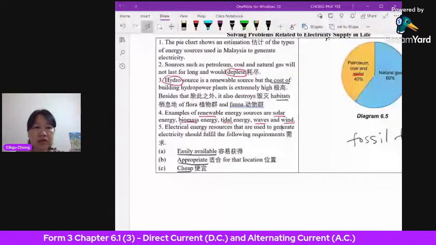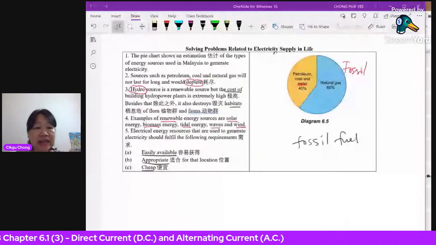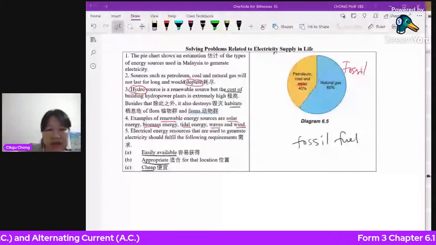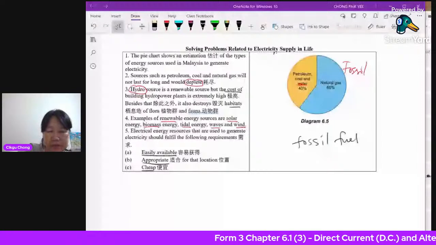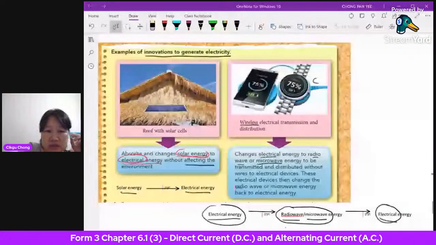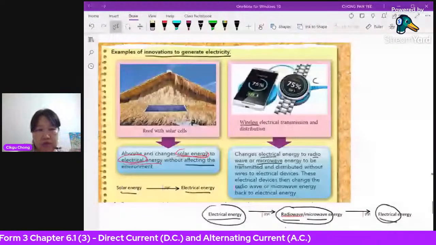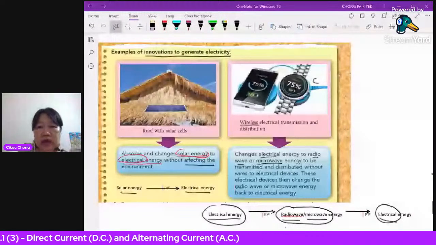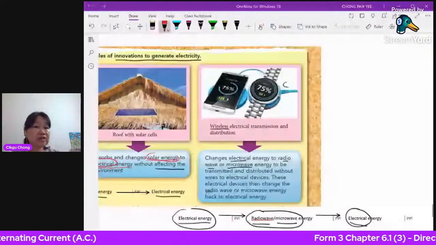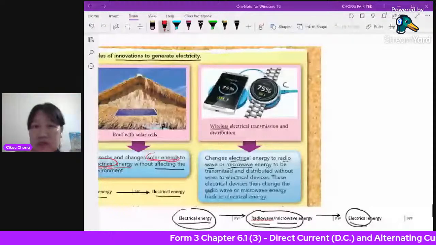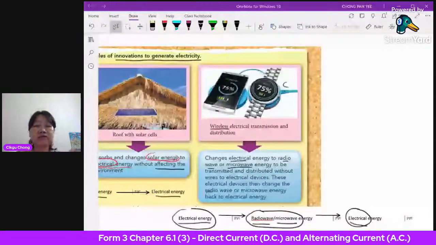Okay, so now you also have what we call the wireless charger. Solar, we learned before. Solar energy is converted into electrical energy without pollution, so without affecting the environment. This is one step: solar to electrical. Next one, wireless. I'm sure some of you have a wireless phone charger. The technology is quite recent as well. Recently, we have put it into charging. You know, Samsung, you have the wireless charger and so on.